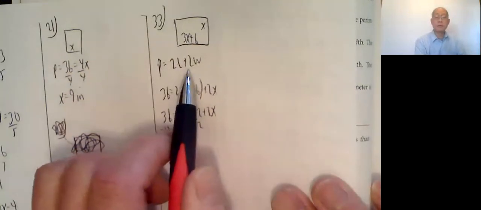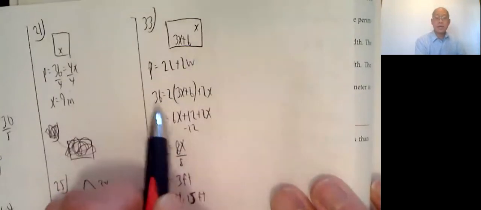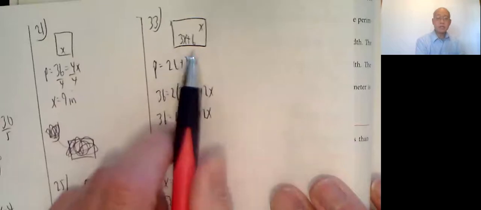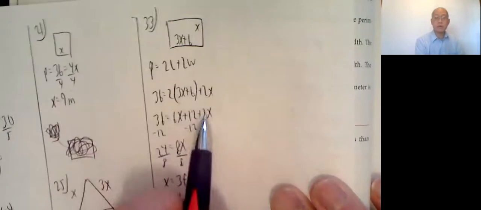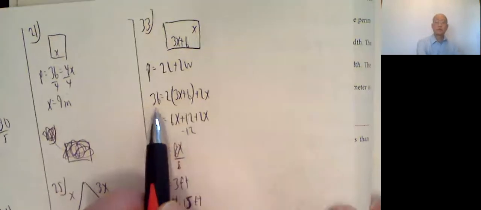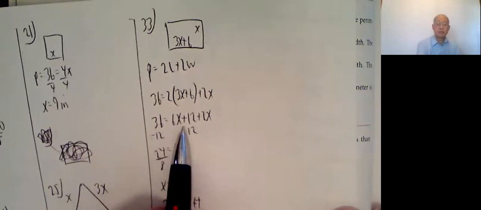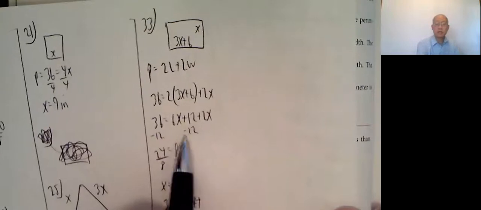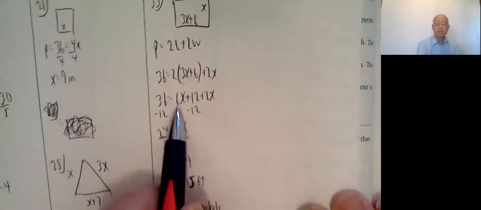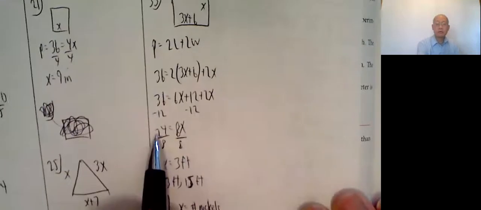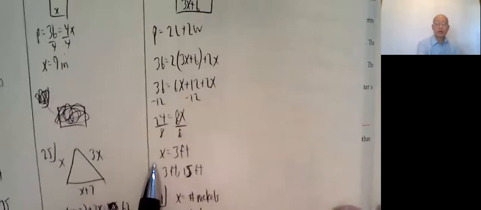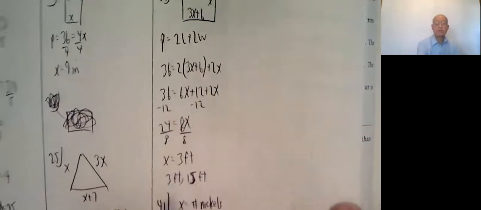Perimeter is 36 feet. The formula for perimeter is 2L plus 2W: 2 times 3x plus 6, that's the length, plus 2 times the width, 2x, that's equal to 36. Distribute, 36 equals 6x plus 12 plus 2x. Subtract 12 on both sides. 6x plus 2x is 8x equals 24. Divide by 8. x is equal to 3 feet.